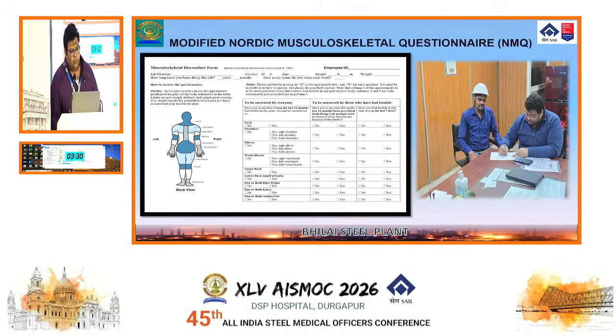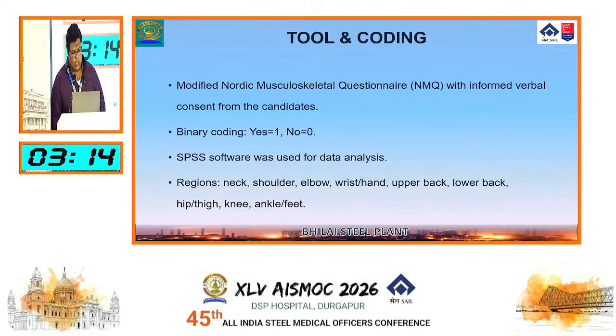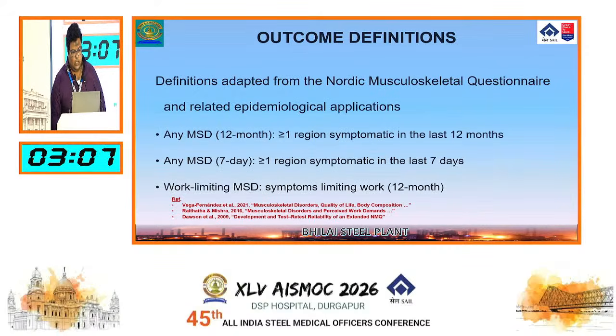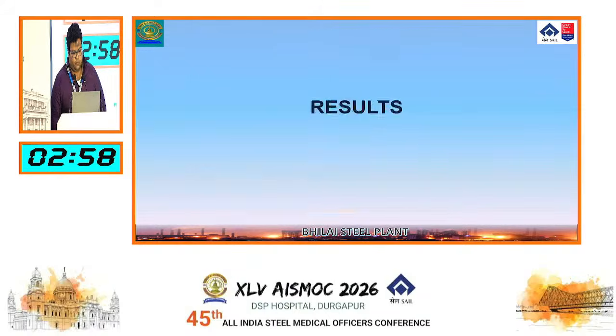We provided them with the modified Nordic musculoskeletal questionnaire, which is shown here. The body is divided into 9 anatomical regions, and data was collected for 12 months, 7 days and work limiting scenario. Responses were binary in nature, that is yes or no type. Informed verbal consent was taken from the candidates, and standard SPSS software was used for data analysis. Outcome was defined using standard epidemiological applications into 12-month MSD, 7 days MSD and work limiting MSD type.